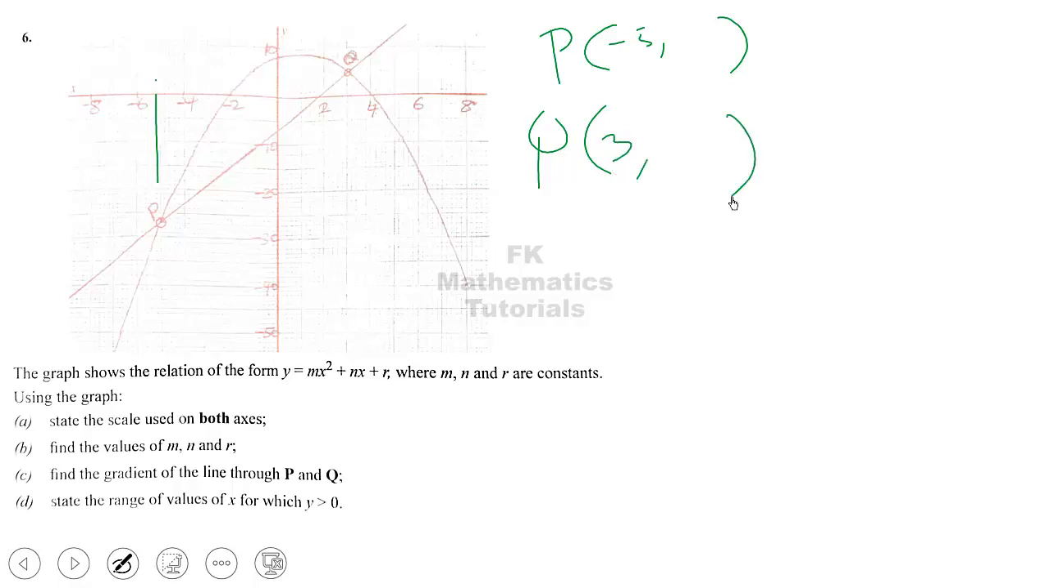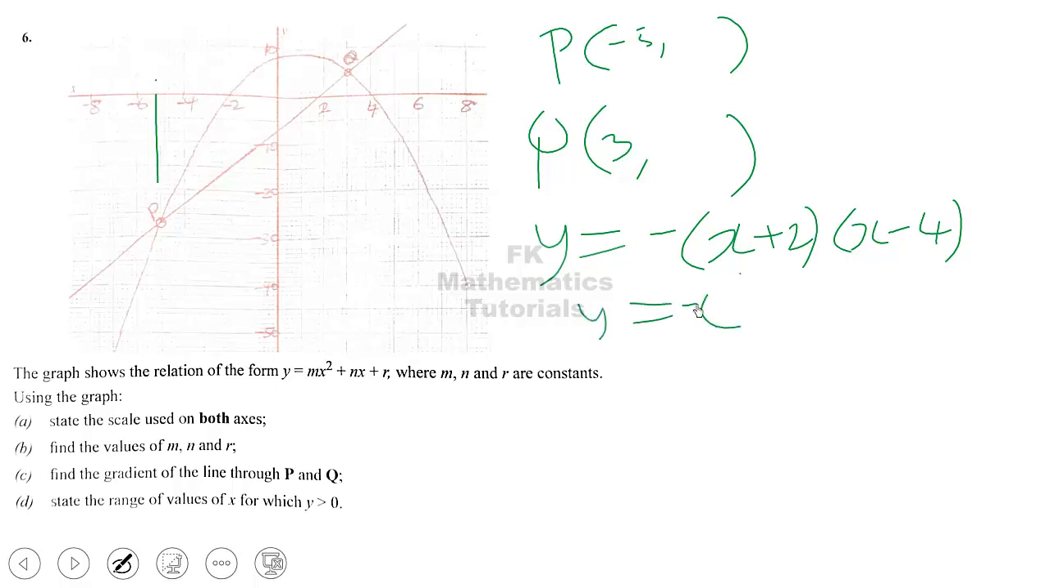We've seen that the equation is y equal negative into bracket x plus 2, bracket x minus 4. So when you put 3 here, 3 plus 2 is 5, and 3 minus 4 is -1, with the negative sign. So Q will be (3, 5).